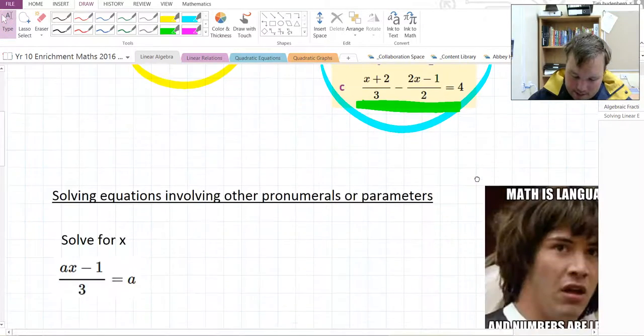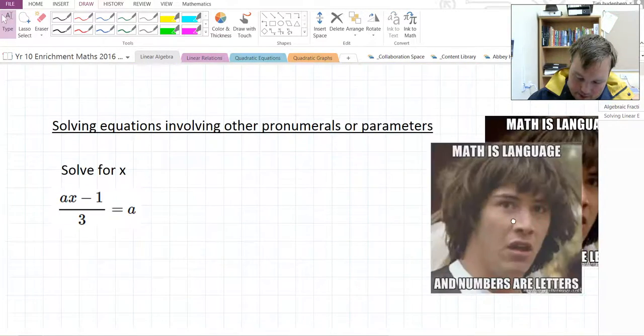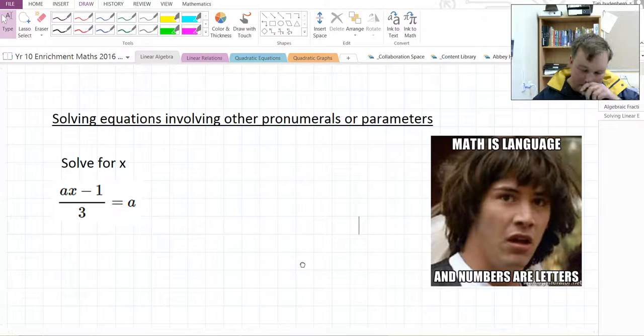Now, today, I'd like to look at equations where there are multiple pronumerals in there. So, more than one letter in the equation. But it's important to remember that each of these letters is representing a number, and therefore anything that works with numbers will work with letters. We can multiply, divide, etc. all by this letter if we want to get rid of it.